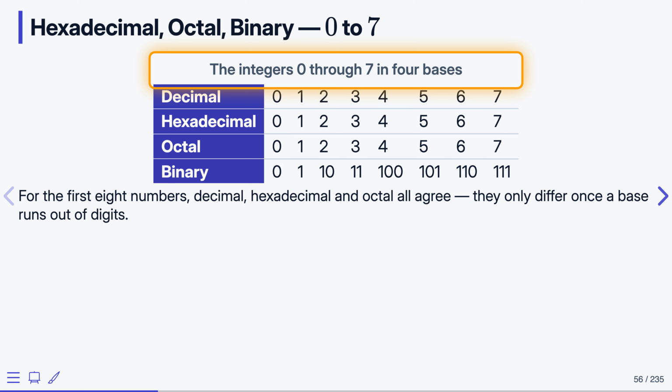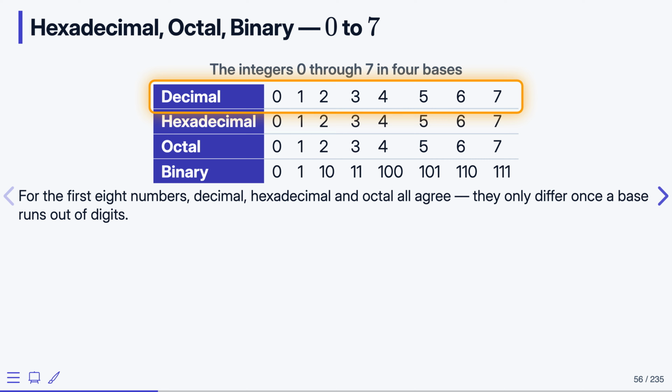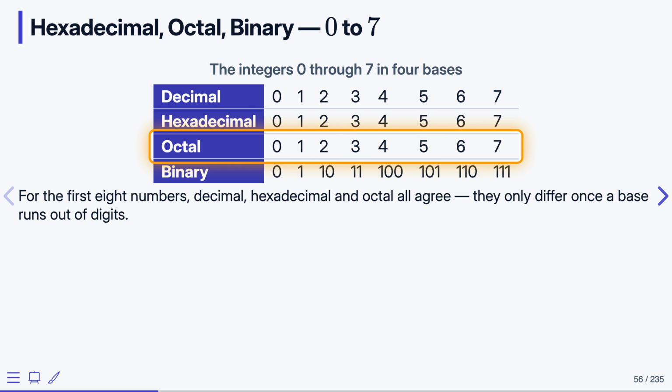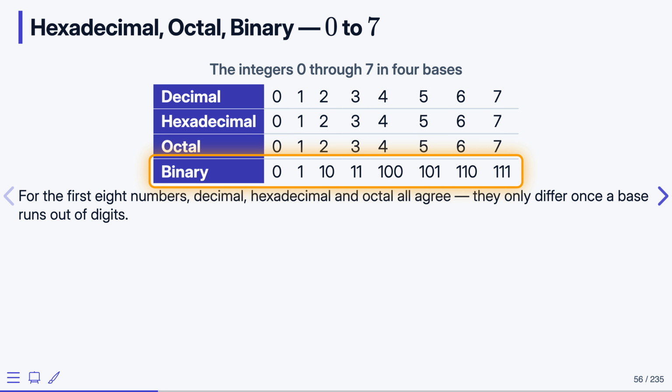This table lines up 4 bases side by side for the numbers 0 through 7. The top row is decimal, our everyday base 10. Then hexadecimal, base 16. For 0 through 7 it looks exactly the same. Then octal, base 8, again the same digits. And last, binary, base 2. Binary runs out of digits after 1. It writes 2 as 10 and 4 as 100.